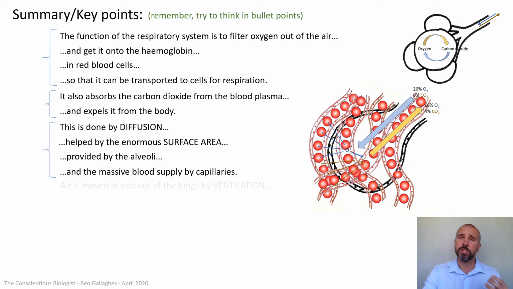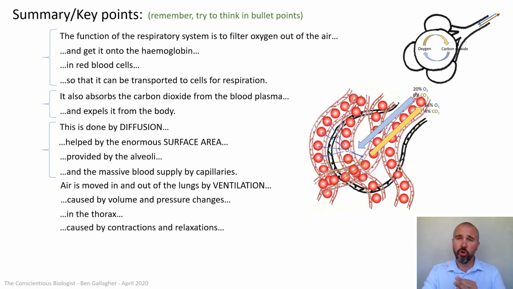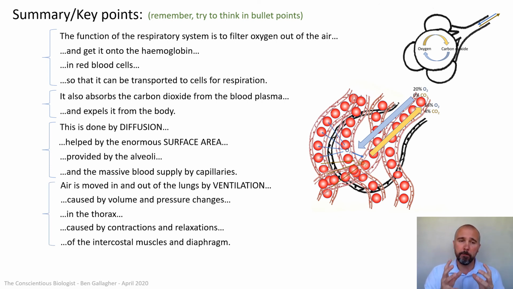Let's look at the last one, which is now the mechanism of breathing, the ventilation. So air is moved in and out of the lungs by ventilation, keyword, caused by volume and pressure changes. You must answer anything about mechanism of breathing in terms of volume and pressure. That's in the thorax, so you're making sure the examiner knows where you're talking about. Caused by contractions and relaxation, so you know what muscles can do, of the intercostal muscles and diaphragm. So you've got a lot of information there, and that's your final bunch of points. So I've got 4 separate areas there, but each one broken into a lot of information.